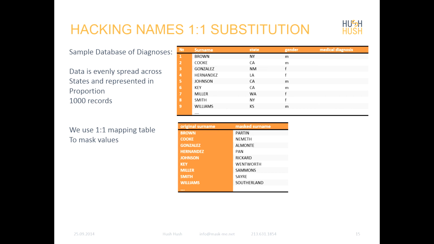For masking data purposes, we replaced all the names in a one-to-one manner. For example, Brown is the original last name and is masked to Parton. Cook got masked to Nemeth, and Johnson got masked to Rickard. Now, after we masked the data based on mapping these substitution values, let's look at the resulting table.